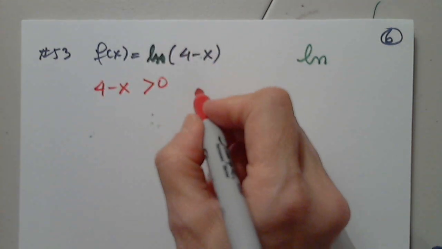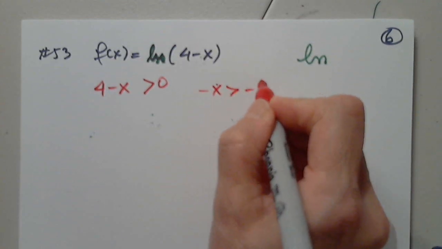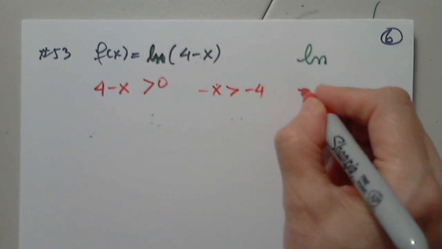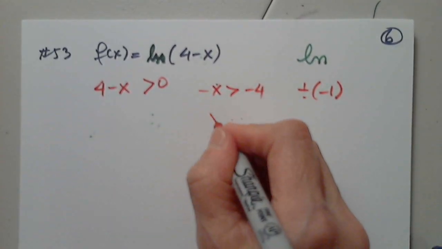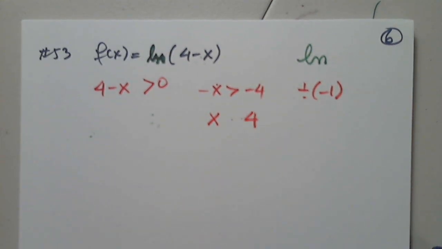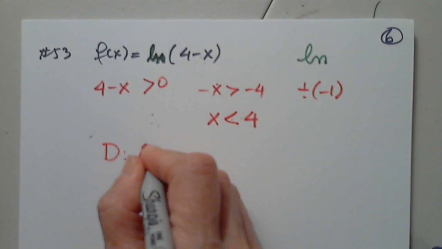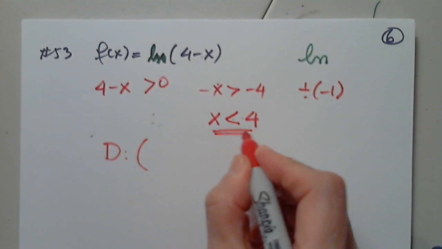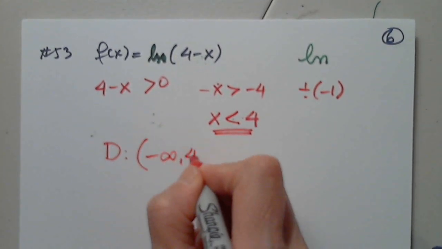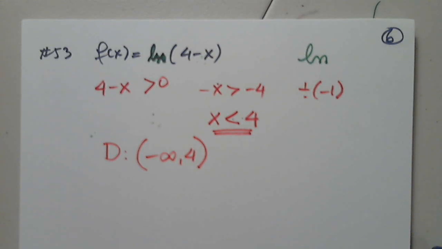Move 4 to the other side. Divide both sides by -1. What do I get? What happens now when I divide both sides of an inequality by a negative number? X is less than 4. Very good. And this is the domain of this function, exactly what we see here: -∞ to 4. Great job.